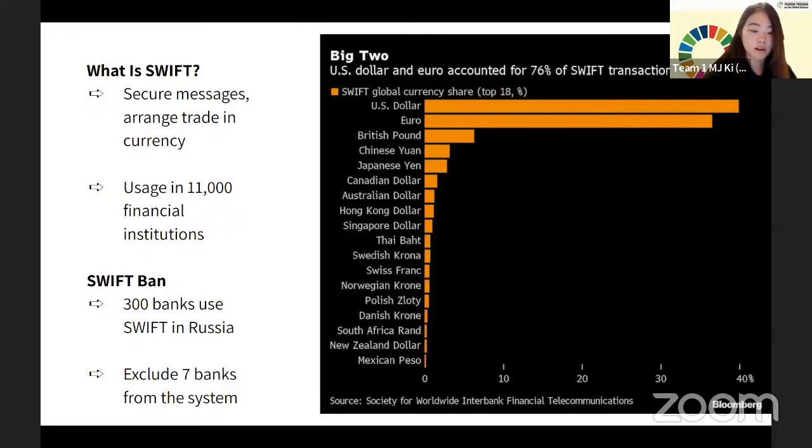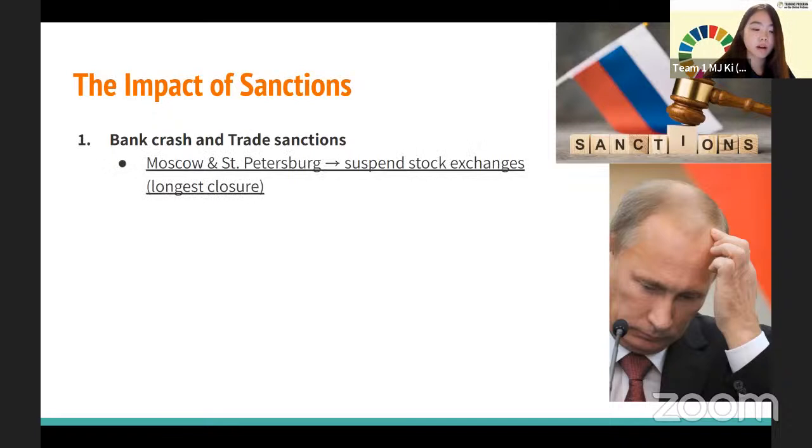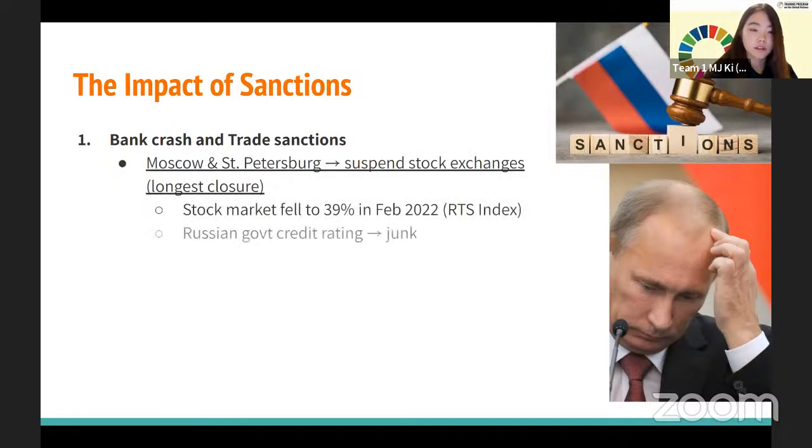Therefore, now I'll be talking about the impact of these sanctions and how the Russian economy was impacted by these sanctions outside in the global countries. So, the economic sanctions affected Russia from the first day of the invasion, with the stock market falling by up to 39%. The Russian ruble fell to record lows as Russians rushed to exchange currency in their banks.